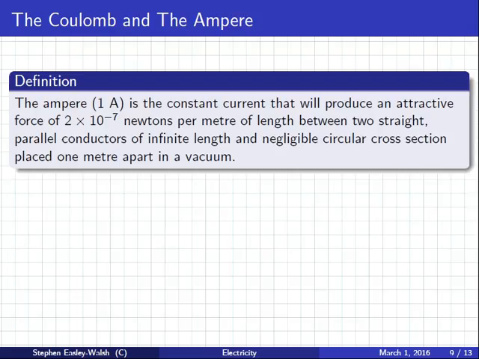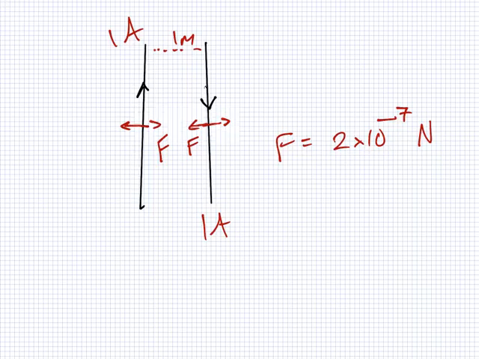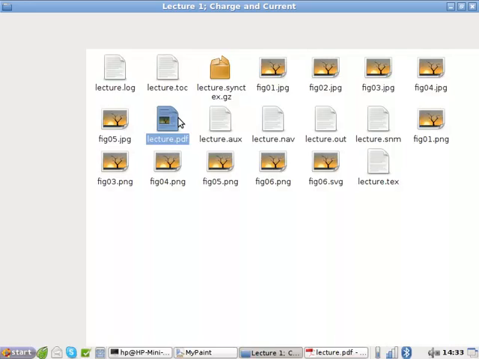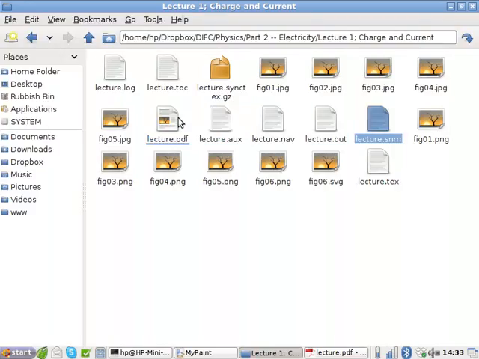Produce an attractive force or a repulsive force? We said they're getting repelled. Yeah, it's just the way I drew the picture. I suppose it depends which way you have your currents going. I think the technical definition has them going opposite, which means maybe they attract. I don't remember. I know how I can fix this. Just delete the word.